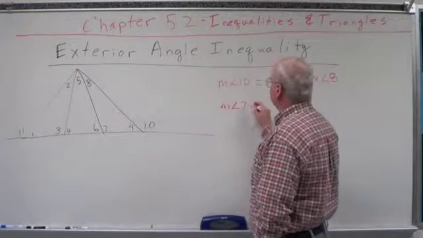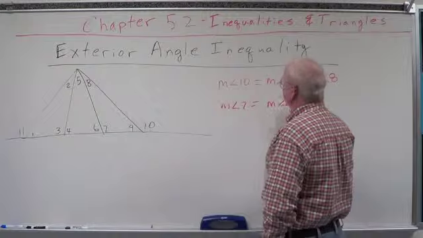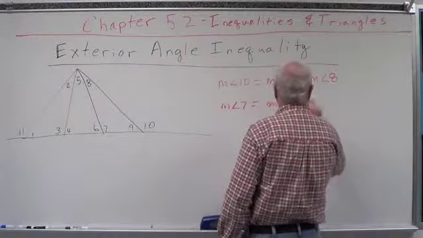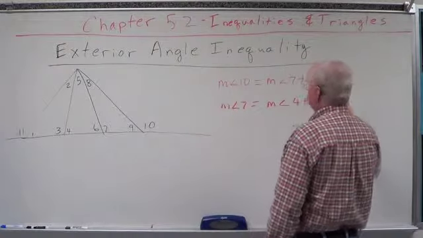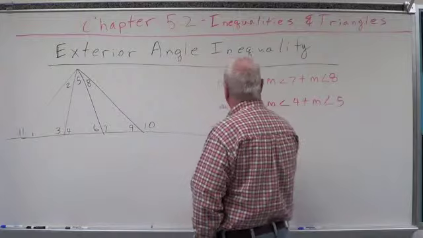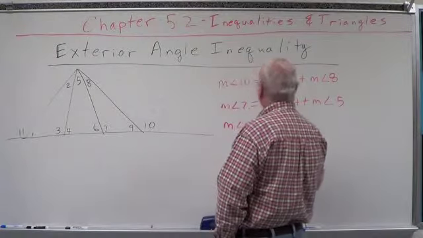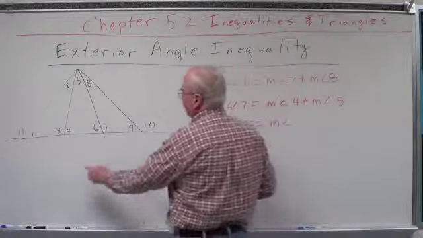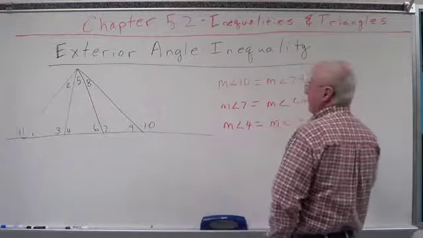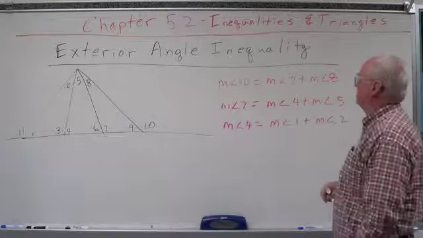The measure of angle 7 equals the measure of its remote interior angles, which is the measure of angle 4 plus the measure of angle 5. And we know that the measure of angle 4 is equal to the sum of its remote interior angles, which is the measure of angle 1 plus the measure of angle 2.